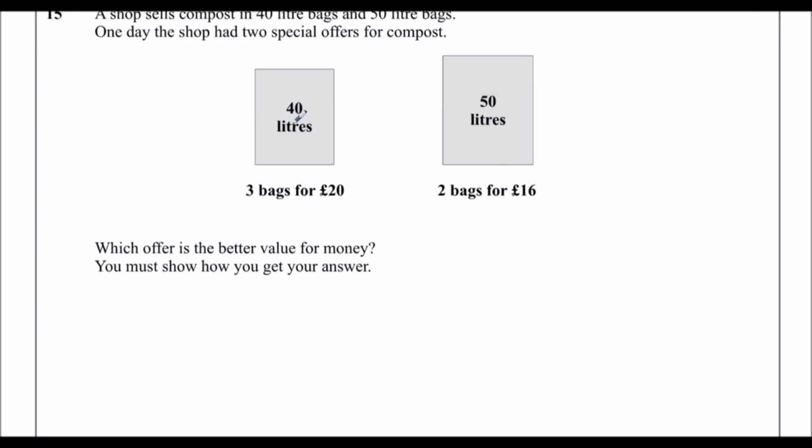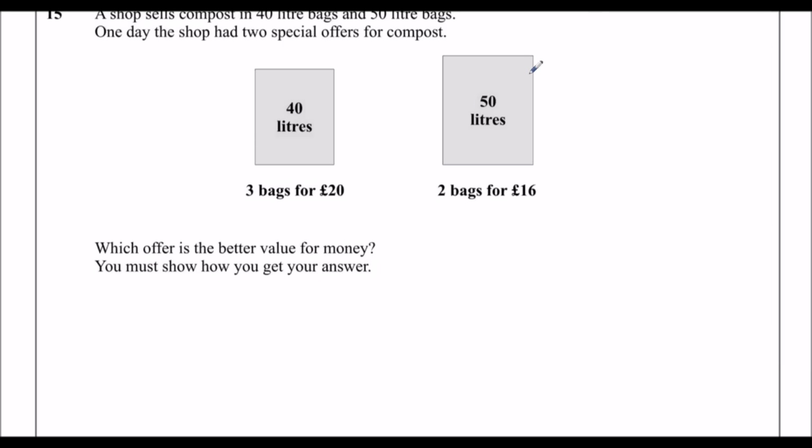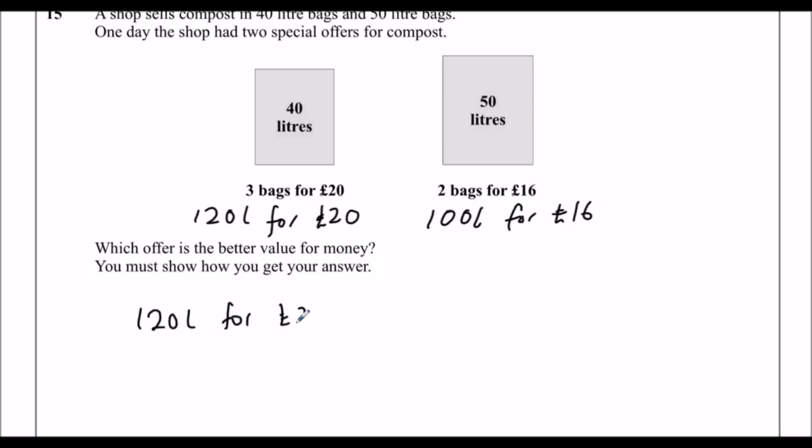So 3 bags of 40-litre compost is 120 litres. So we can get 120 litres for £20. 2 bags of 50-litre compost is 100 litres. So 100 litres for £16. So which of those 2 is better value for money? So 120 litres for £20, or 100 litres for £16.